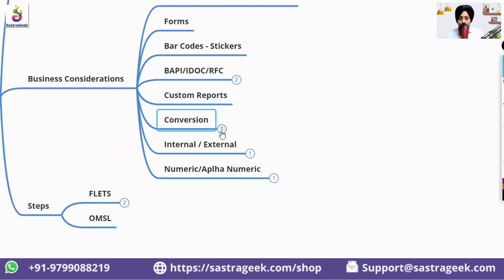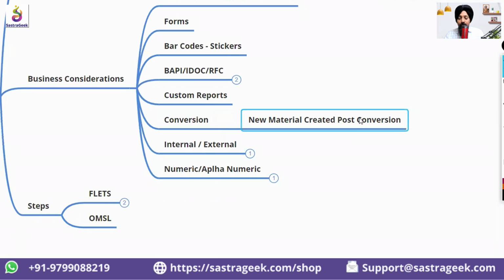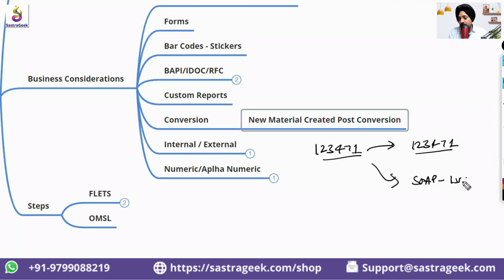Conversion. So conversion, you should be very clear that whatever the material is there in your ECC system, the same material will go into S/4HANA system. If you're having a material 123471, that material 123471 in S/4HANA system would be going exactly this system, this one. It cannot be converted into something else.